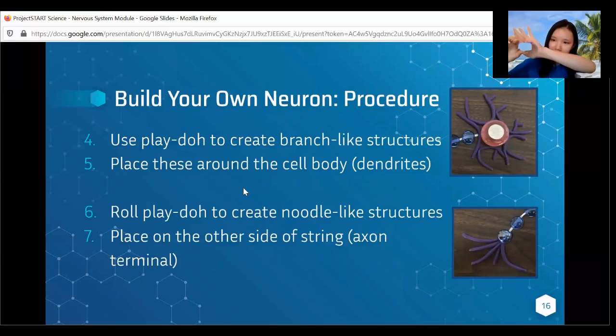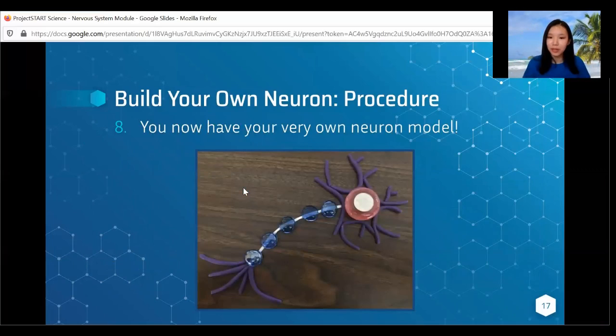These are your dendrites, they receive neural signals. Then you're going to roll Play-Doh again to create a noodle-like structure, and you're going to place this on the other side of the string. These will be your axon terminals, where your nerve signal is sent. So when you put all that together, ta-da, you have your very own neural model. Yay, that's mine. Hope you like it.